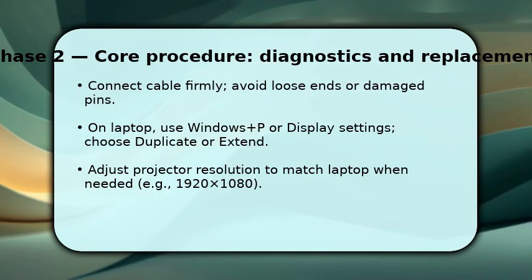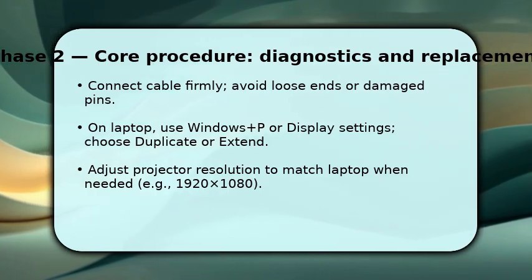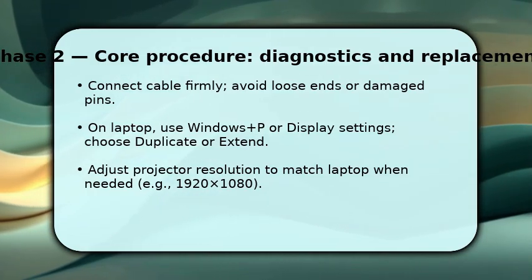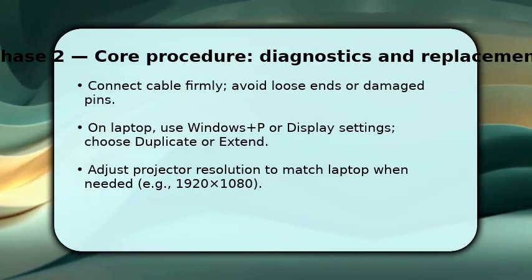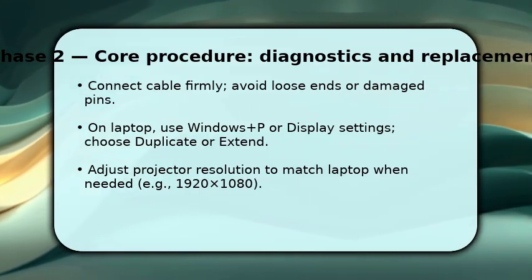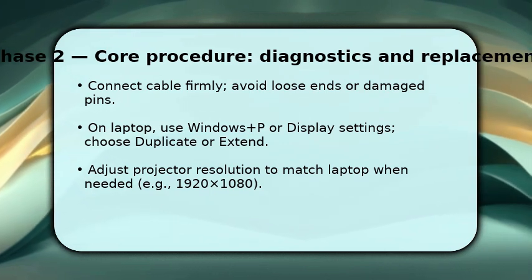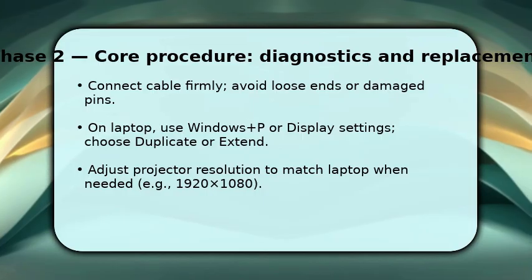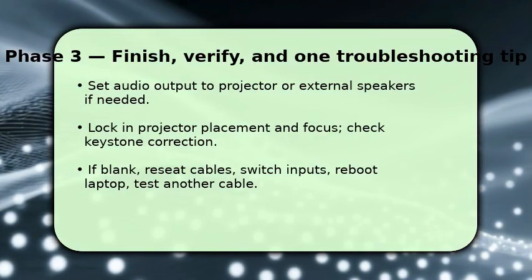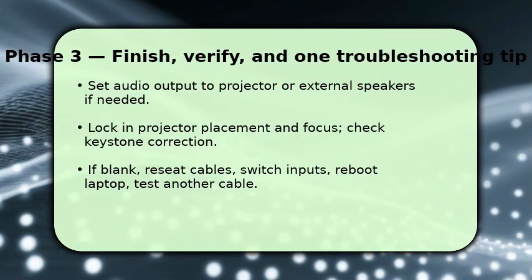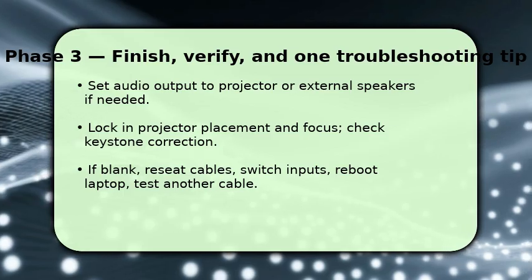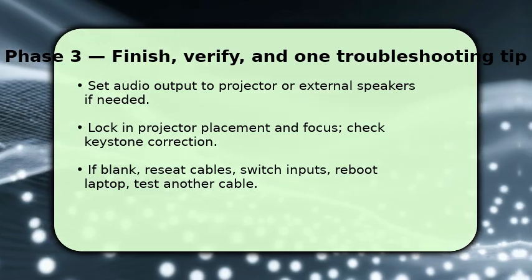Make sure the projector resolution matches the laptop. If it looks cropped, lower the laptop output to a standard resolution like 1920 x 1080. Finish by confirming audio routing and image alignment. On your laptop, set the audio output to the projector or classroom speakers and adjust focus plus keystones so the image is rectangular. Once good, lock the projector cable and avoid moving the setup.